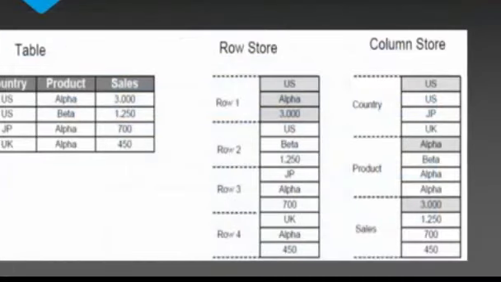So see, we have this table wherein these are the different records for these columns: country, product, and sales. The first record is US, Alpha, 3000, like that. These are the different records. And on the right side you can see that there are two ways to store the data. One is the row store, the other is the column store.